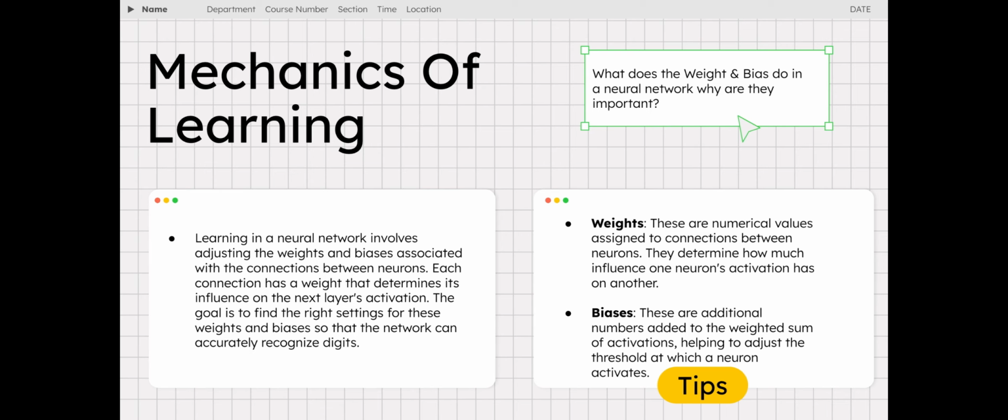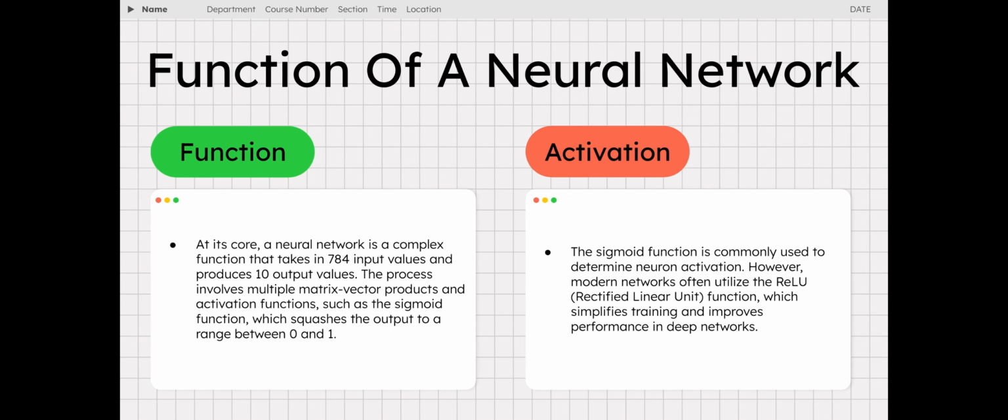The function of a neural network comes down to its core components. The process involves matrix-vector products, dot products, and activation functions such as the sigmoid function, which squashes the outputs into the range between 0 and 1. The sigmoid function is commonly used to determine a neuron's activation. However, modern networks often utilize ReLU, which stands for Rectified Linear Unit, which simplifies training and improves performance in deep networks.